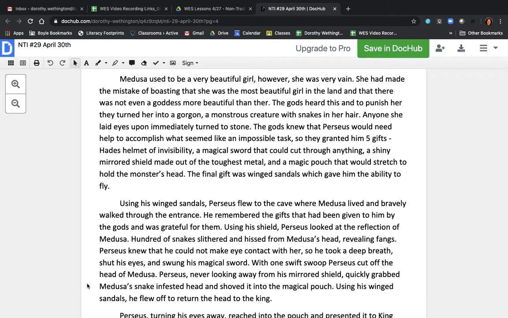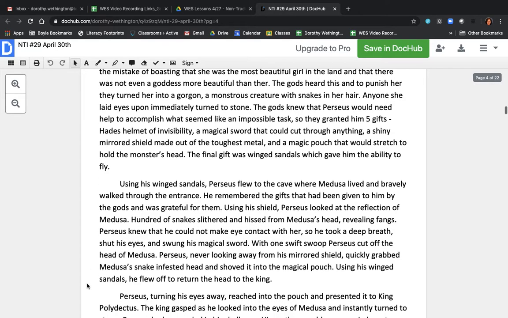Using his winged sandals, Perseus flew to the cave where Medusa lived and bravely walked through the entrance. He remembered the gifts that had been given to him by the gods and was grateful for them. Using his shield, Perseus looked at the reflection of Medusa. Hundreds of snakes slithered and hissed from Medusa's head, revealing fangs. Perseus knew that he could not make eye contact with her, so he took a deep breath, shut his eyes, and swung his magical sword.